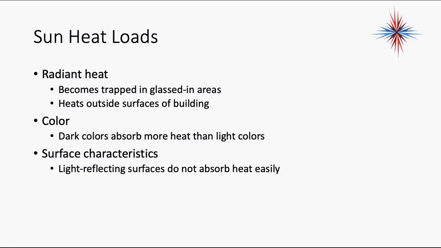We worry about surface characteristics. Light reflecting surfaces don't absorb heat that easily. A lot of commercial buildings, you get up there on the roof, they've done a white membrane that is shiny. You might need sunglasses to get on it on a hot sunny day. It's a light reflecting surface, light color, absorbs very little heat.